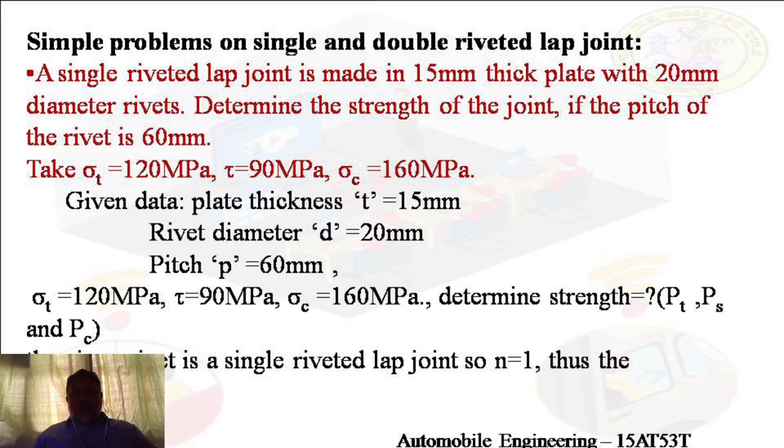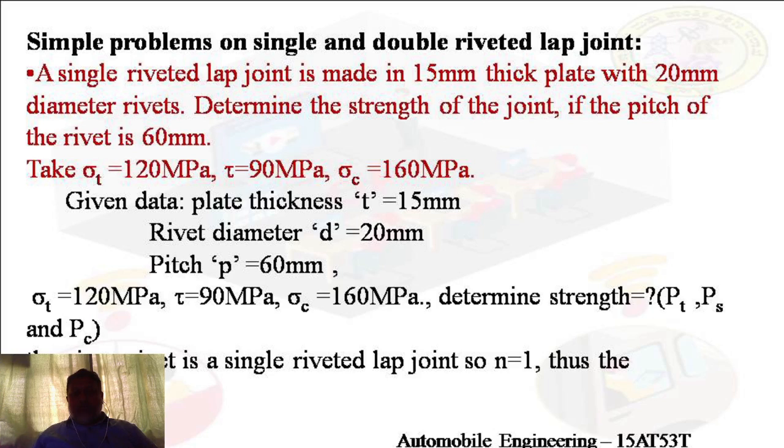Along with that, some stresses are given. The tearing or tensile stress is given by the symbol sigma t, or you can also write it as f suffix t, 120 megapascal. Megapascal can be directly converted into Newton per mm square, so 120 Newton per mm square is the answer. Then we have shear stress, tau, or you can use it as f suffix s, and the value given is 90 megapascal.